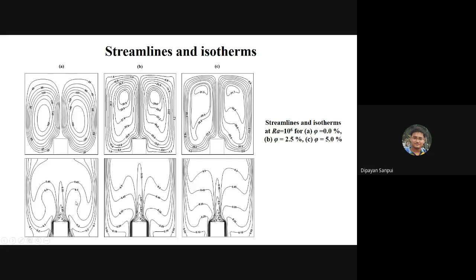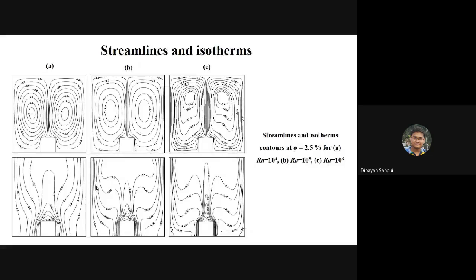And if you look at the isotherms also, you can see that at higher concentration the thermal boundary layer thickness is comparatively very high. So that's why the fluid cannot easily penetrate the thermal boundaries, and so there are lesser chances of heat transfer.